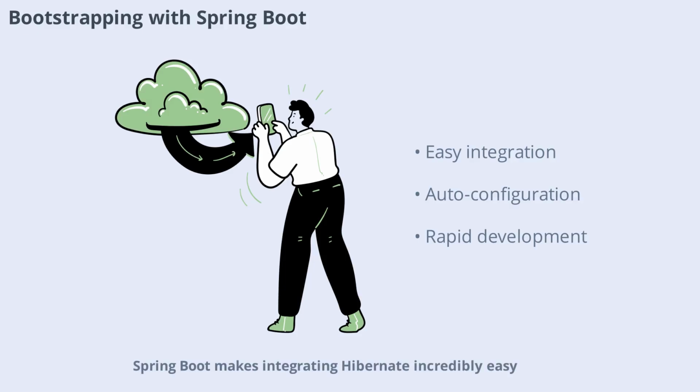Spring Boot makes integrating Hibernate incredibly easy. Simply add the Spring Boot JPA starter to your project and Spring Boot will handle the rest. Define your data source properties in the application properties file, and Hibernate will be ready to use. You can inject an entity manager using the @Autowired annotation, allowing you to interact with your database seamlessly. This approach is perfect for modern Java applications that leverage Spring Boot's auto-configuration and rapid development capabilities.